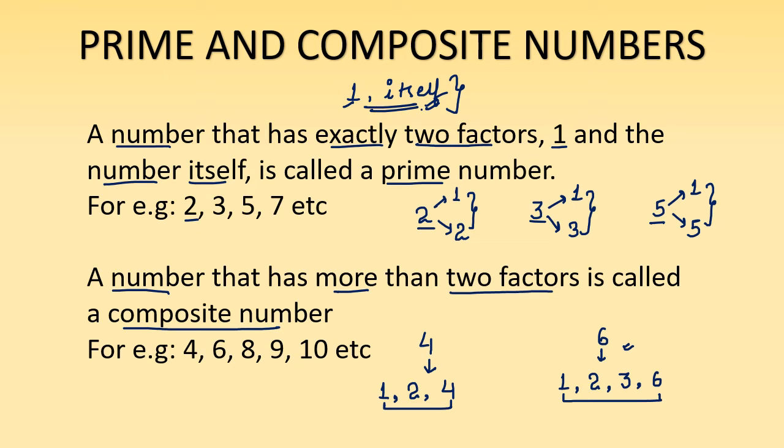Now, just look at this number 1. There is only one factor for 1, that is 1 itself. Therefore, 1 is neither a prime number nor a composite one. Therefore, we can say that 1 is neither prime nor composite.